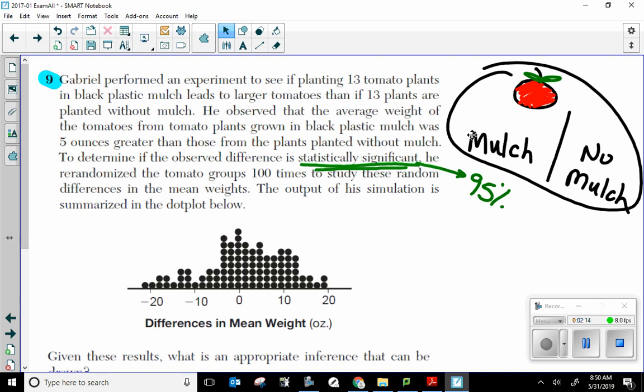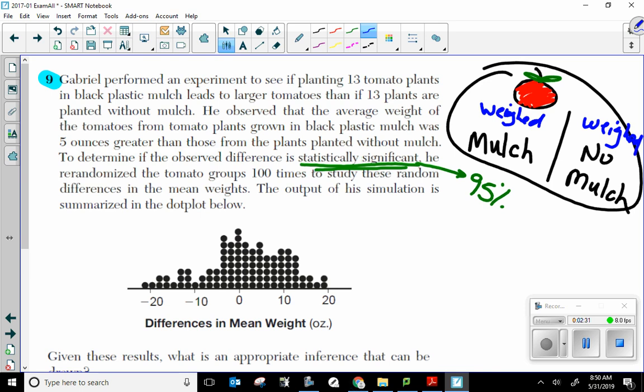He randomized the tomato groups 100 times to study these random differences in the mean weights. So what he did is he weighed these, and he weighed these, okay? And he wanted to find the mean weights. Excuse me, I'm going down in a blaze of glory with this problem. It's taking me forever to read it.